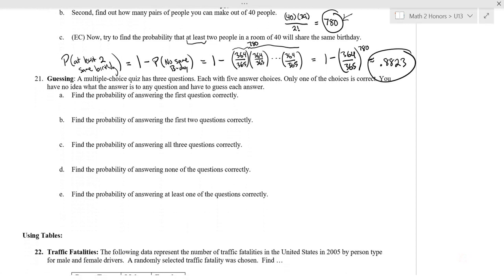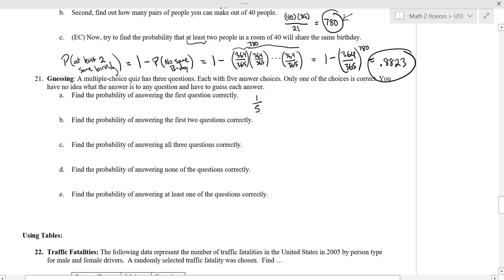Alright, number 21. You got a multiple choice quiz, got 3 questions on it. Each has 5 answer choices. Only one of the choices is correct, and you have no idea about this material, and you're going to flat out guess. Alright, so what's the probability of answering the first question correctly? Well, there's 5 answer choices, so there's 1 out of 5, assuming that you only have to select 1, right?